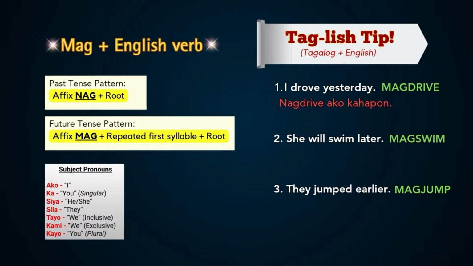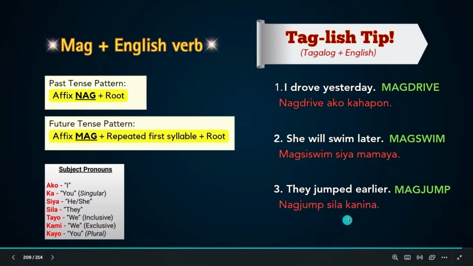Alrighty, for number 2, she will swim later. If I told you to use mag swim, it would be magsiswim siya mamaya. So again, for the future tense conjugation of a mag verb, it's mag plus the repeated first syllable plus the root. Magsiswim siya mamaya. She will swim later. Lastly, they jumped earlier. If I told you to use mag jump, it would be nagjump sila kanina. The affix is nag, then it's the root for a past tense conjugation of mag verbs.